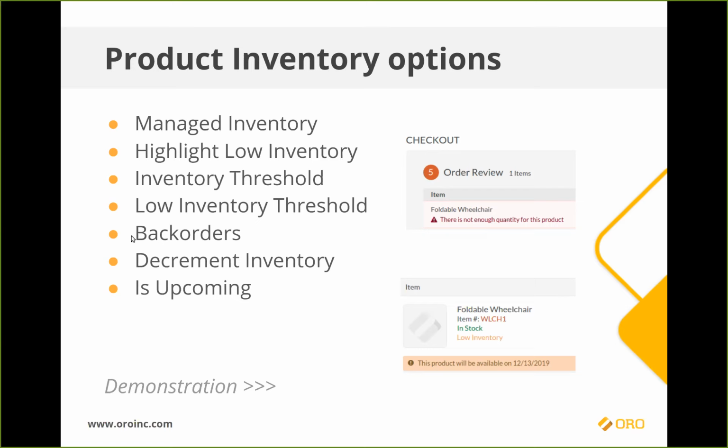The back orders option allows you or does not allow you to go negative on your inventory. Back orders technically means that you can have negative inventory for some specific product. Decrement inventory. Here we have two options, whether we are allowing decrement of inventory using the standard order feature, or you are going to decrement it in some other unusual way, let's say via third-party integration, or via some kind of import logic. And is upcoming is a special flag which can be used to tell whether this product is upcoming or not.